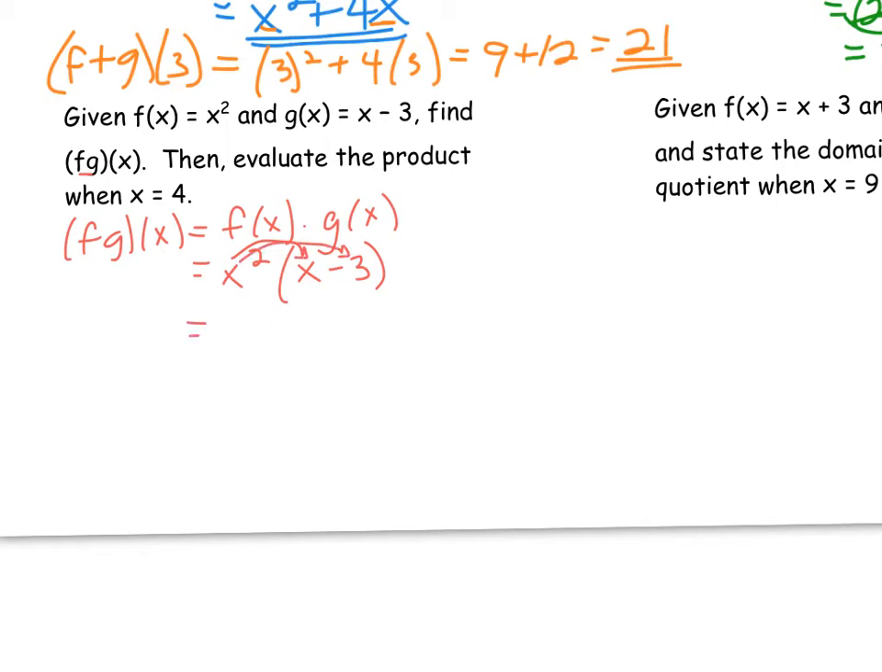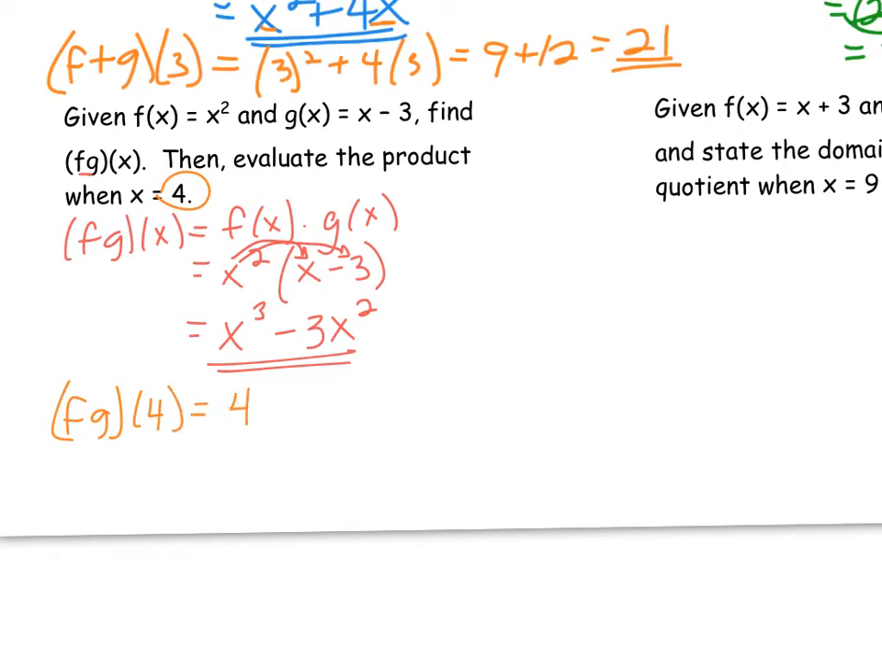To find this product, we have to distribute the x squared into both of our terms. And this would give us x squared times x, that bumps up to x cubed, and then minus x squared times 3 is just 3x squared. There's our product. Pretty straightforward. Now evaluate the product when x equals 4. So we have to find fg of 4.